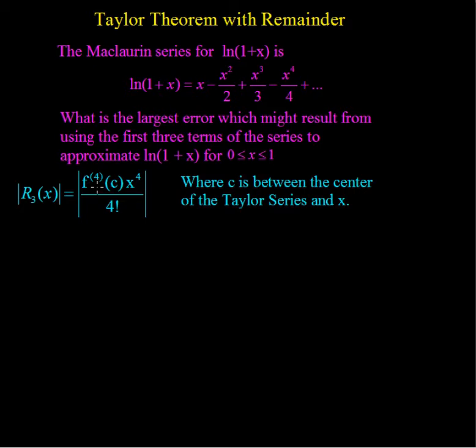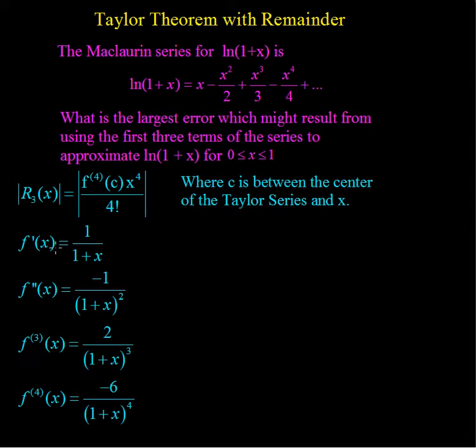So you see we needed the fourth derivative. So I've actually already taken the derivatives here. They're pretty simple to do. So here's the derivatives. F prime of x is 1 over 1 plus x. And then take the second derivative, that's like 1 plus x to the negative 1. So it's negative 1 times 1 plus x to the negative 2. And then multiply negative 2 times negative 1, you get 2 over 1 plus x cubed. And that's negative 3 times 2 is negative 6 over 1 plus x to the fourth. So that's our fourth derivative.